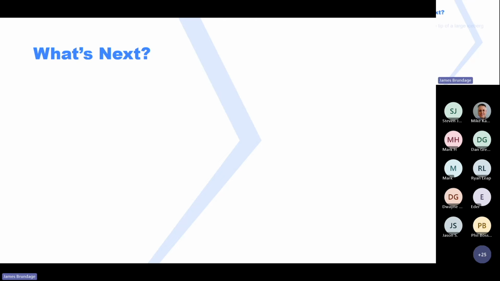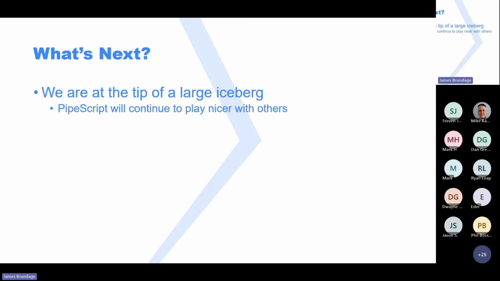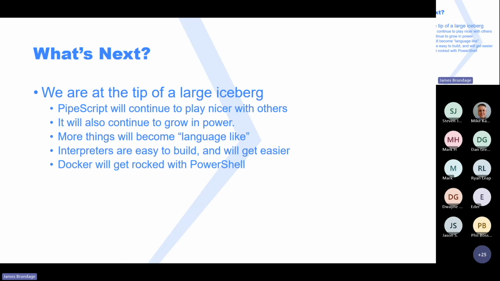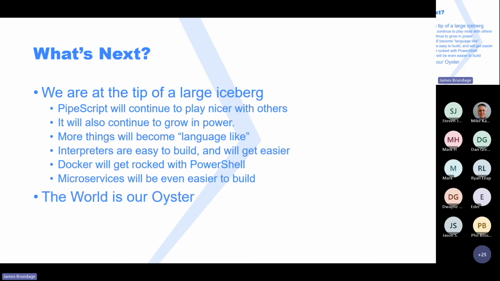So what's next? As you might get, we are at the tip of a very large iceberg. PipeScript will continue to play nicer with others. It will also continue to grow in power. More things will become language-like. Languages are an open-ended object that has proven very adept as a way to treat things so that I can make them interpretable. More other things make sense to treat this way as well. Interpreters are already very easy to build. They will get easier and more full-featured. Docker will be rocked with PowerShell. Really looking forward to that one. Microservices will be even easier to build than they already are. The world is our oyster.